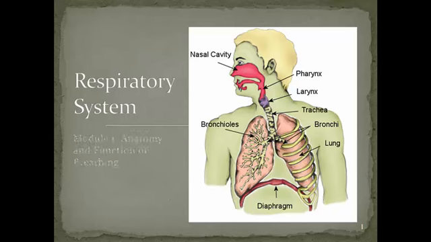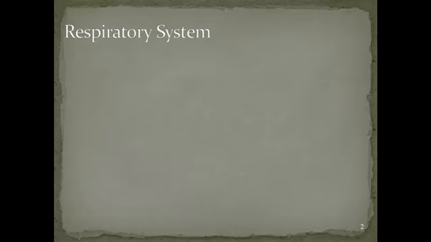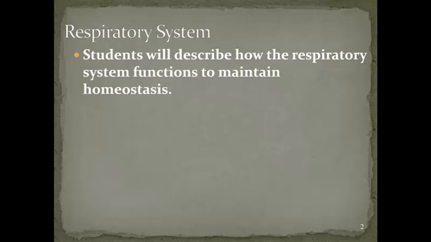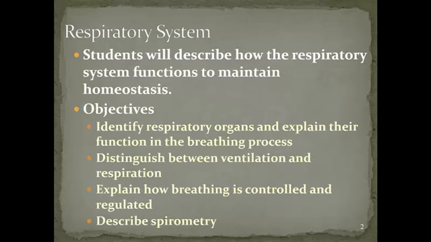The first module for the respiratory system is mainly the anatomy of the system and the function of breathing. The overall goal is to describe how the respiratory system functions to maintain homeostasis, and with that the objectives are to identify respiratory organs, explain their function in the breathing process, distinguish between ventilation and respiration, explain how breathing is controlled and regulated, and then describe spirometry, which we will be doing in lab.